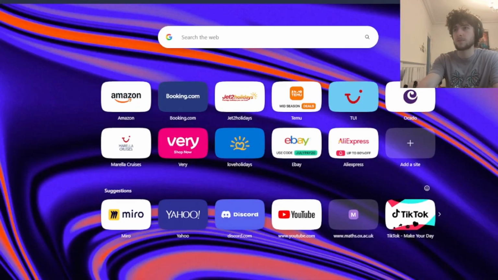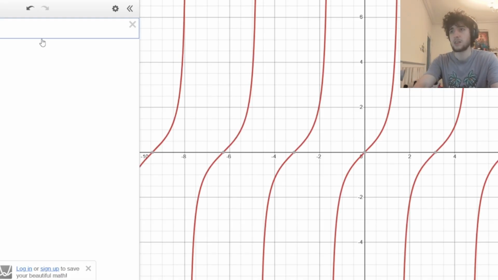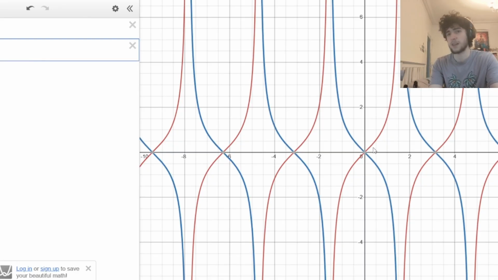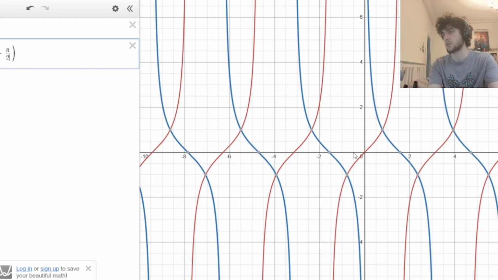So in Desmos, let's look at tan of pi over 2 minus alpha. If you take tan of alpha, tan of minus alpha is going to be a reflection in the y-axis. So if I take tan of x and tan of minus x, you'll see it's clearly a reflection of tan x in the y-axis. Then from that you add pi over 2, so you shift it to the left by pi over 2. You've shifted it to the left by a factor of pi over 2.